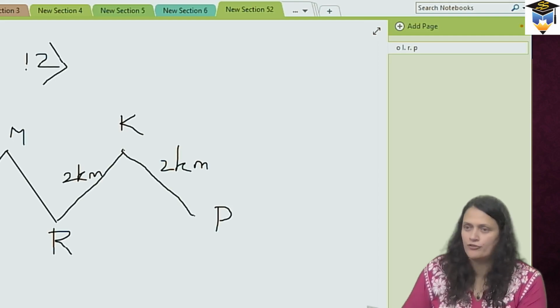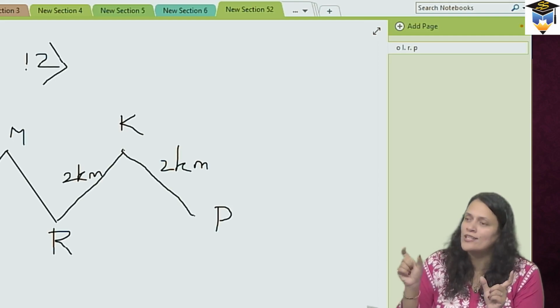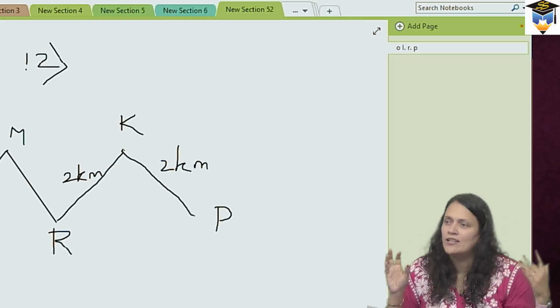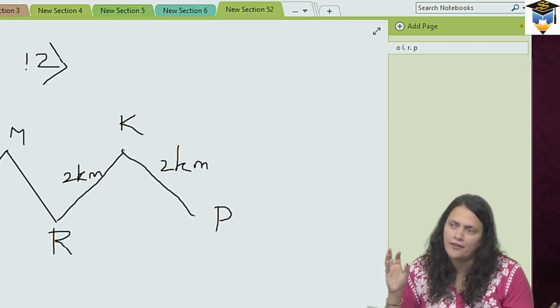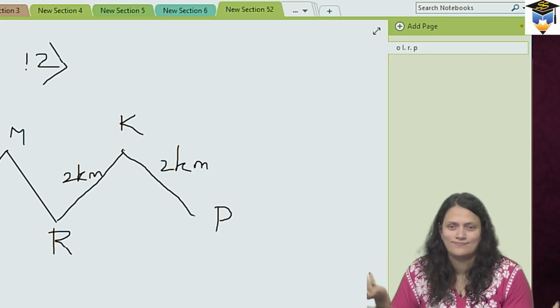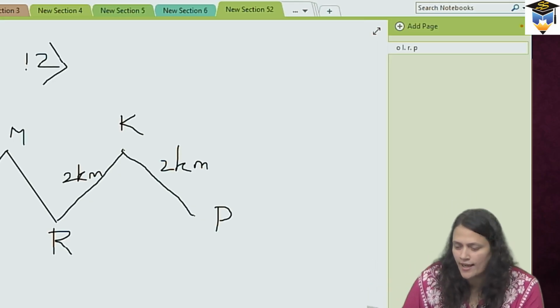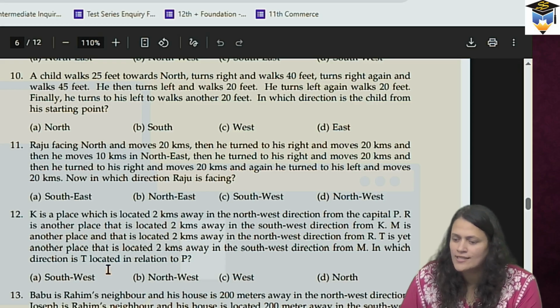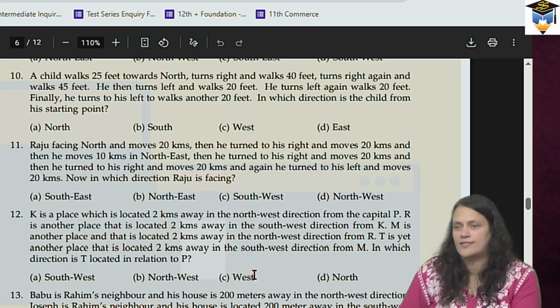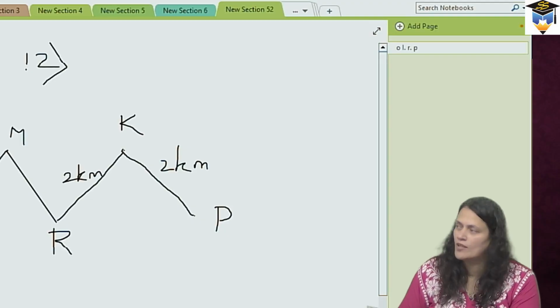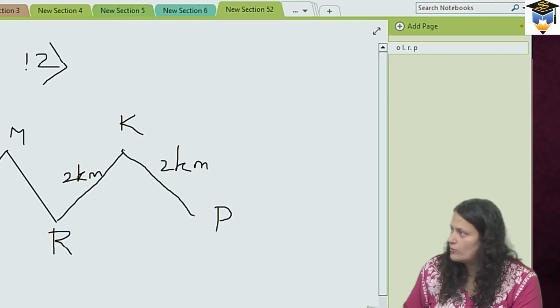What is the question first? The question is, what is the relation between P and T? On which side does T lie from P? So that's the correct answer. So the answer for the 12th question is C, west. Understood? Please write it down. Write it down. Okay. Wait.